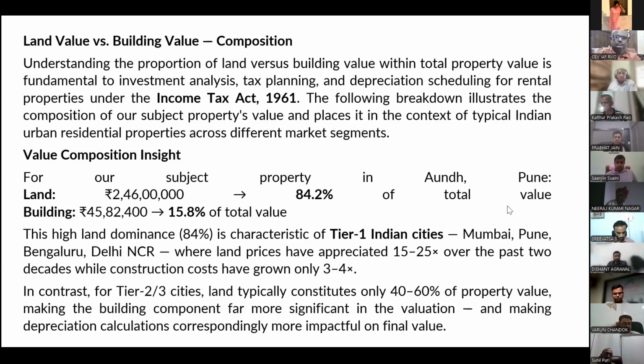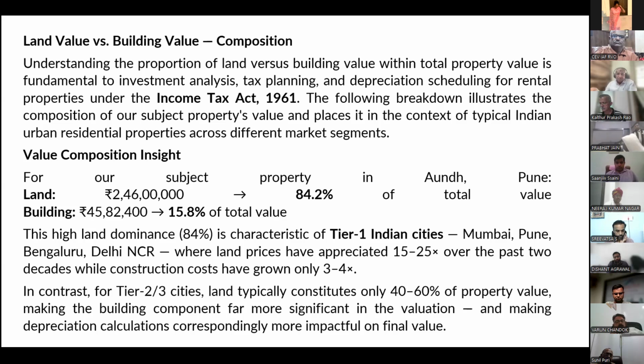But in tier 2 cities, it ranges from 40 to 60% of the property value. So making the building component more significant in the valuation.